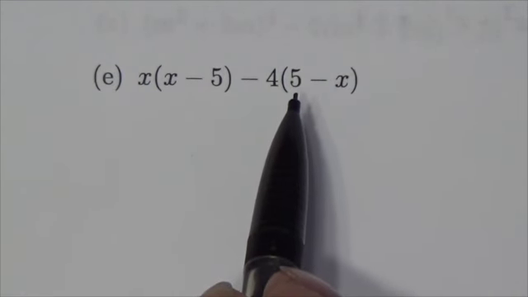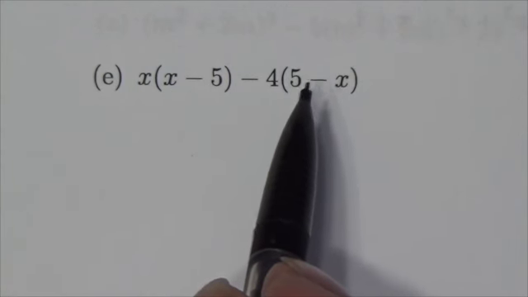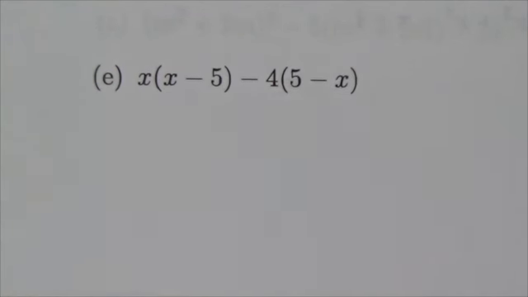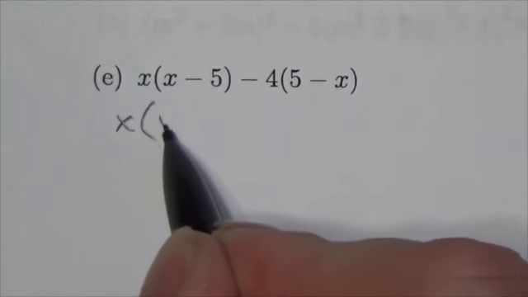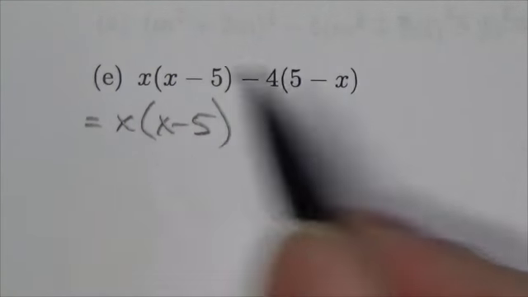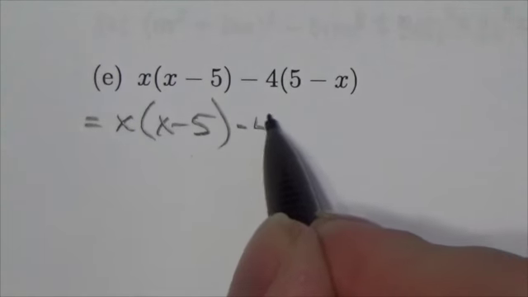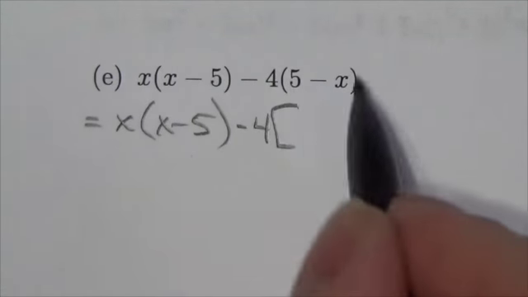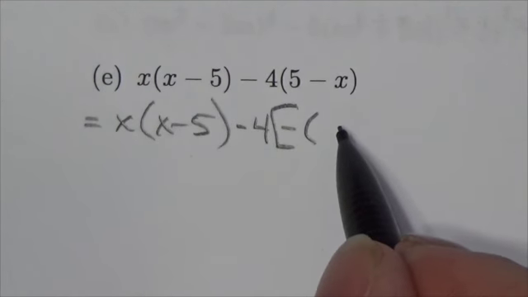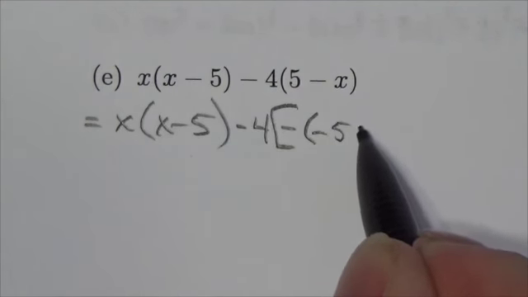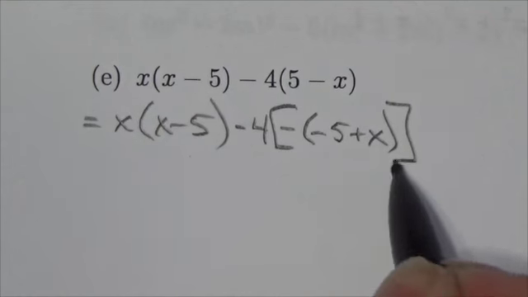normally we like to have the x out front, and normally we don't like to have a negative in front of the x inside a binomial. So the easiest thing to do is to factor out a negative. We're just going to focus our attention right now on this binomial. I'm going to factor a negative out of that, so that's going to be negative 5 plus x right in there.